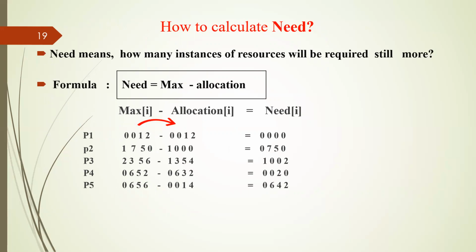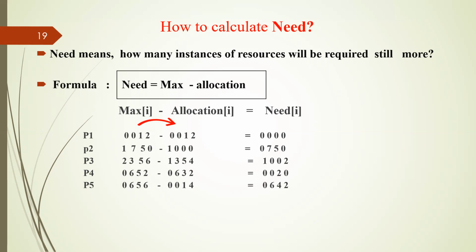Now, take the processes P1, P2, P3, P4, P5. Calculate the need. What's the maximum resource requested by process P1? 0, 0, 1, 2. How many resources are allotted to P1? 0, 0, 1, 2. Just subtract. 0 minus 0, 0. 0 minus 0, 0. 1 minus 1, 0. 2 minus 2, 0. So need is 0.